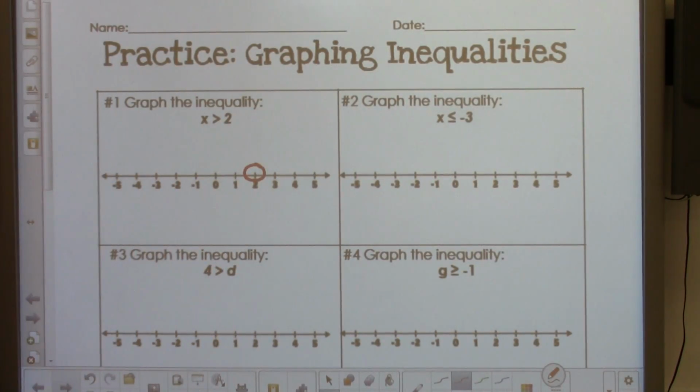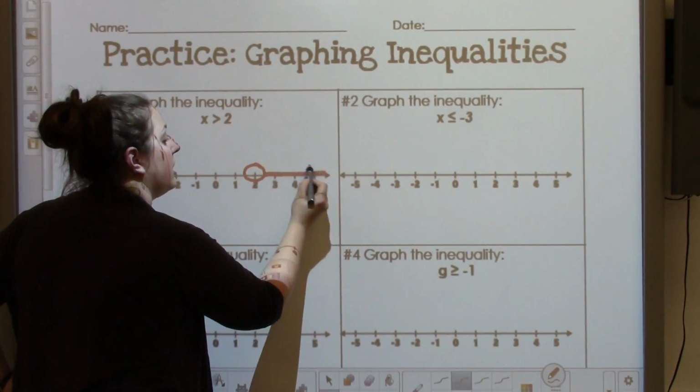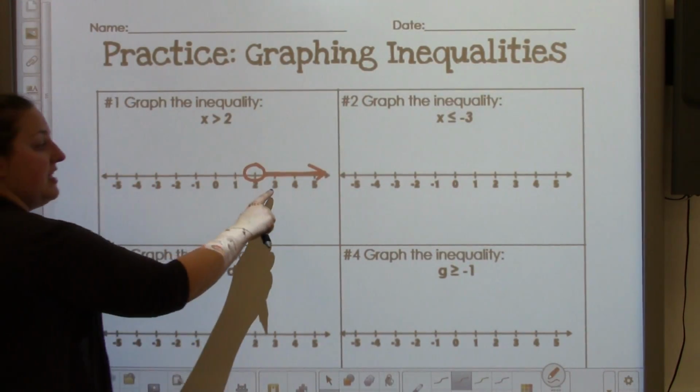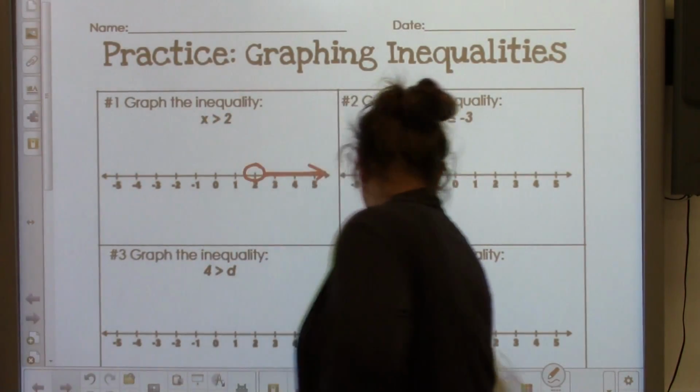All right, x is greater than 2, and everything we're shading should be things that x could be replaced with. Well, we should be shading to the right. You could always double check by trying a point. If I were to put 3 in place of x, is 3 greater than 2? It sure is. Let's try the next one.